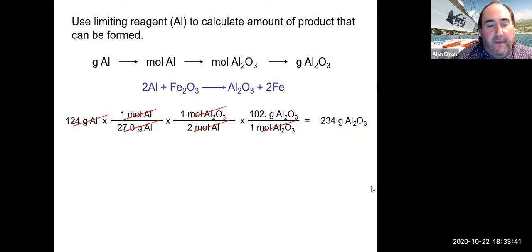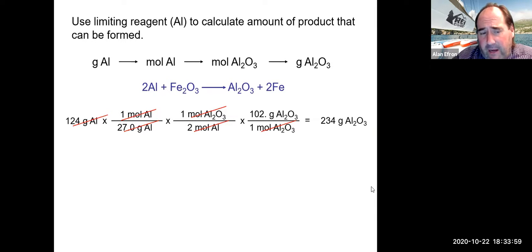how much of the other reactant you need to completely use up the first guy, and see if you have enough. And if you do have enough, like it was here, that would be your excess reagent. If you don't have enough, that would be your limiting reagent. And you can then use your limiting reagent to figure out how much product you make.